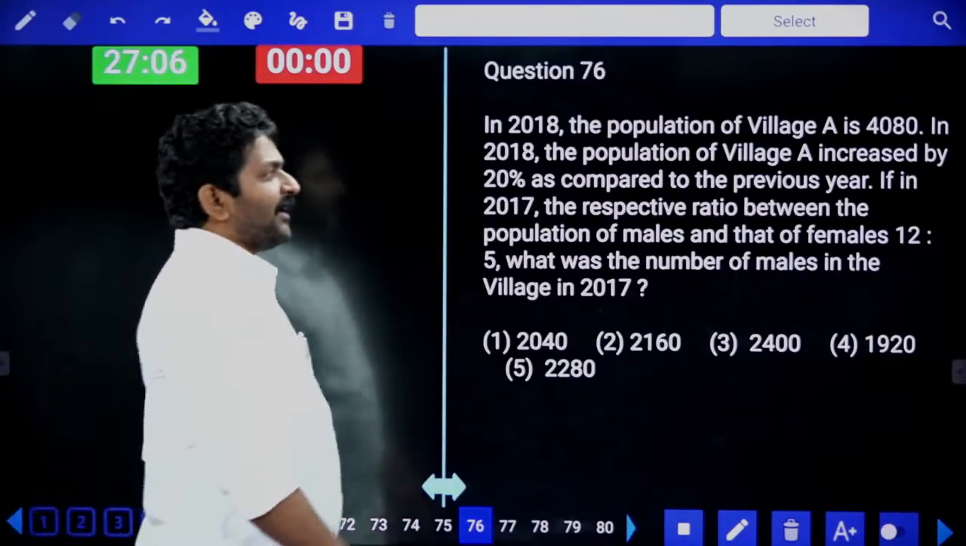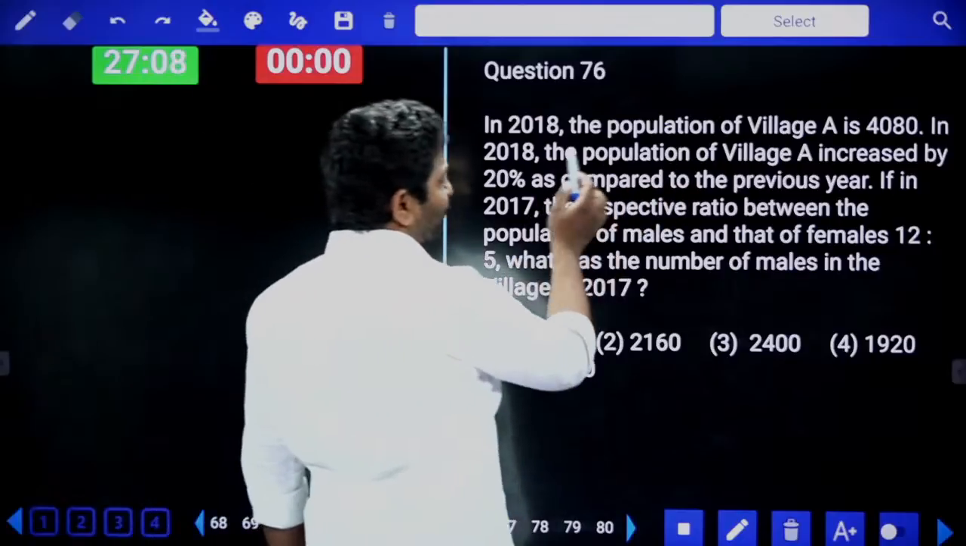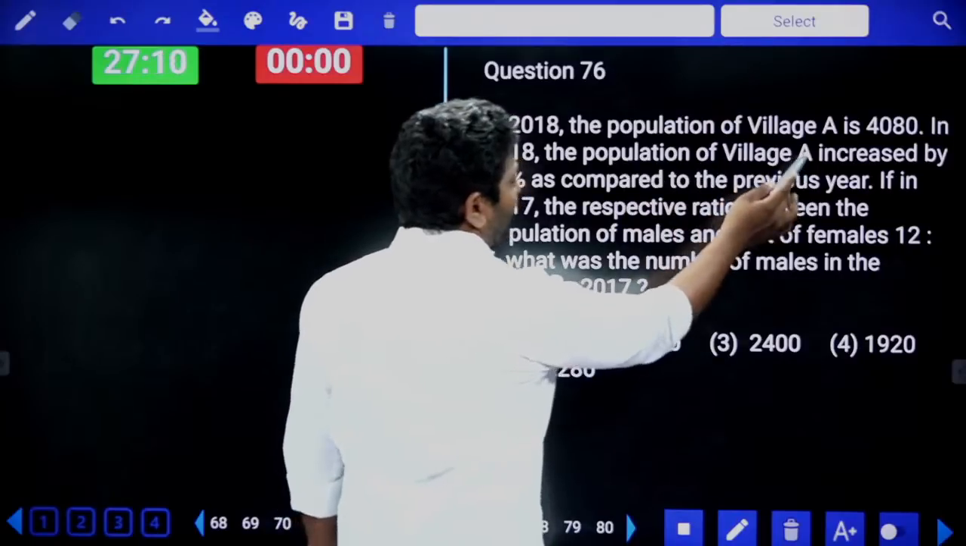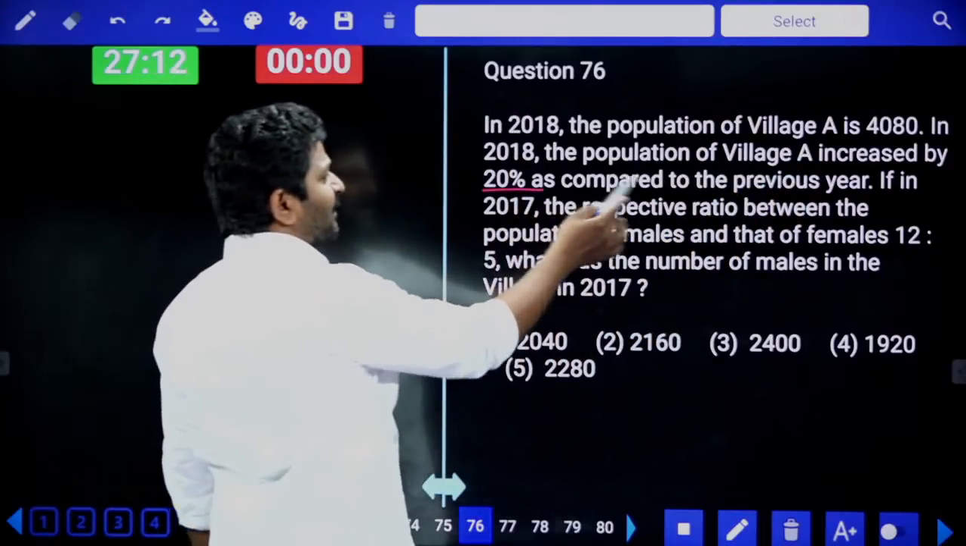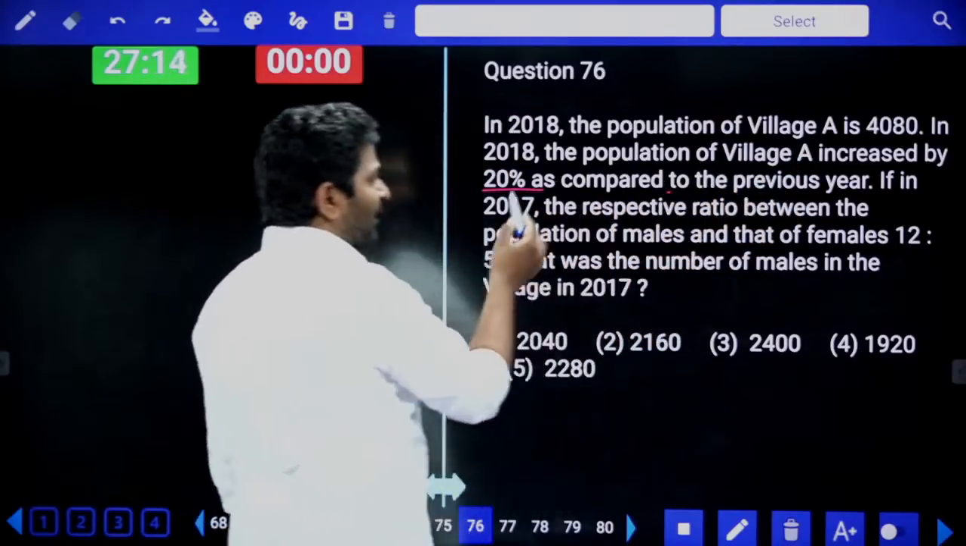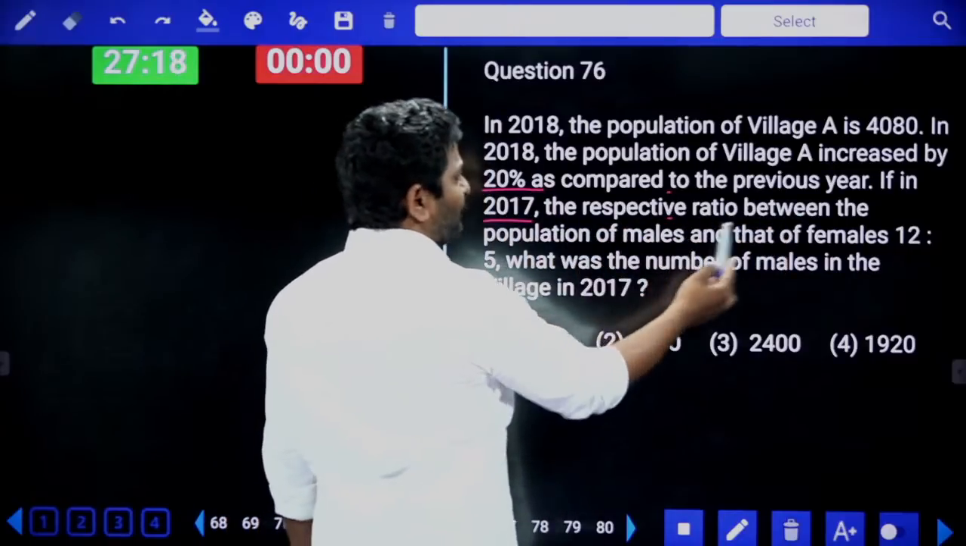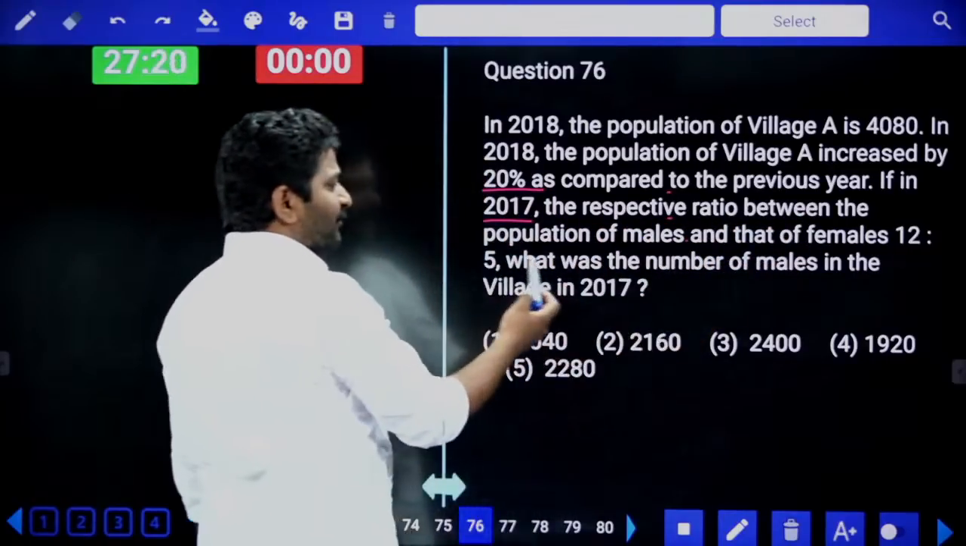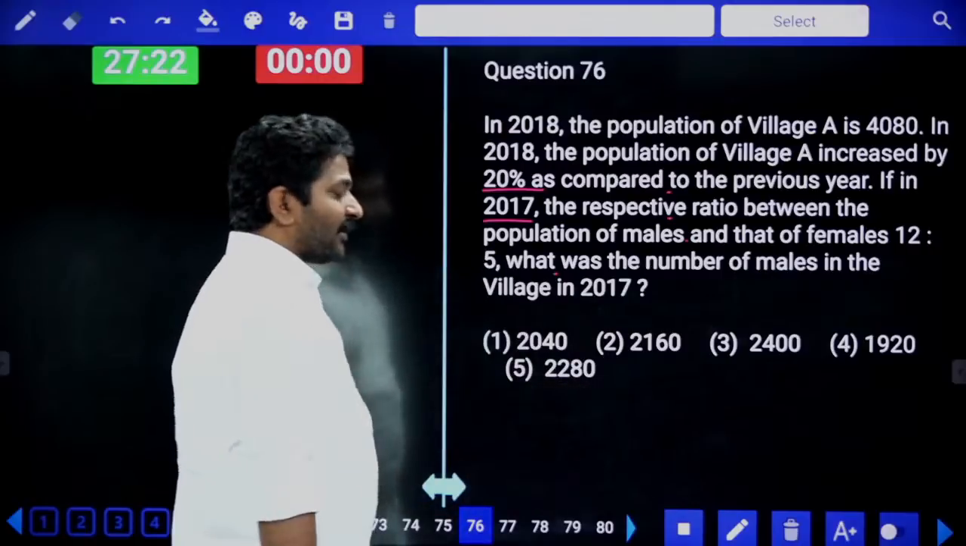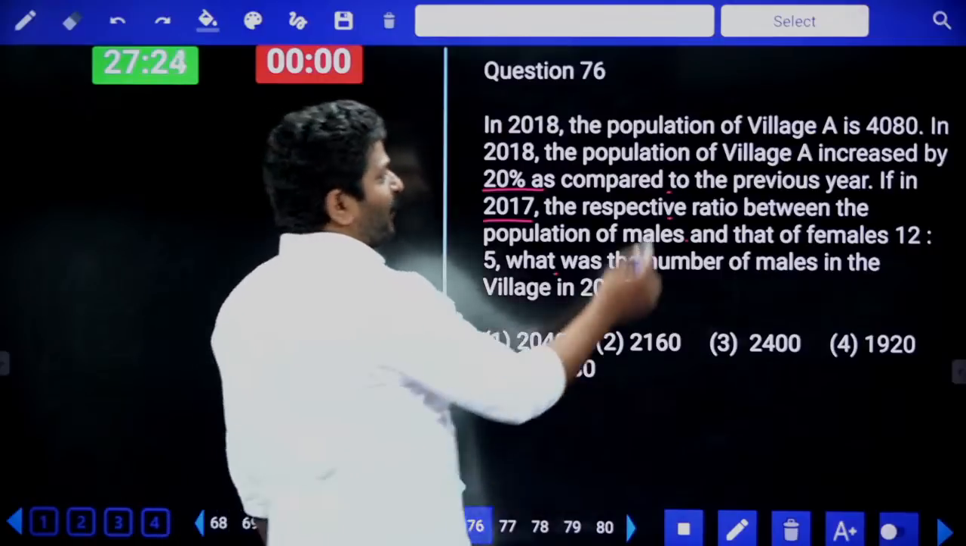In 2018, the population of village A is 4080. Population of A increased by 20% as compared to the previous year. If in 2017, the respective ratio between the population of male and female is 12:5, what is the number of male? Your question is about number of male people.